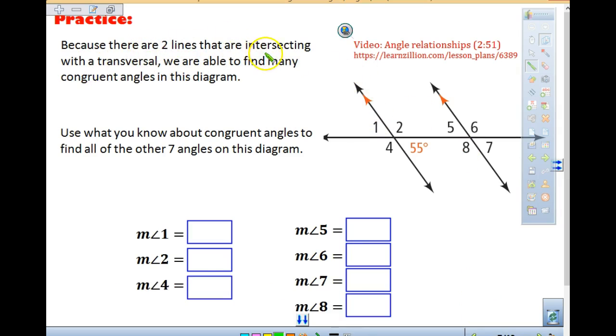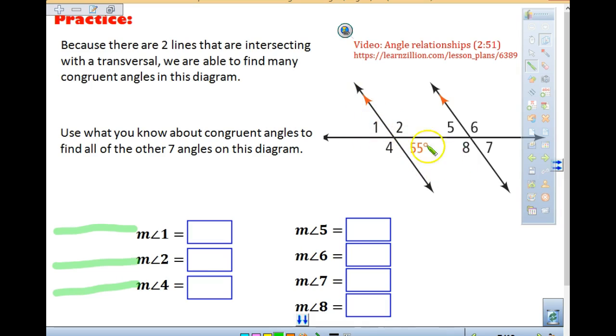It says two lines are intersecting with the transversal. We're going to find as many of them as we can. Use what you know about congruent angles. And what I want you to do out in front here is tell me how it's related to that 55-degree angle. So when I look at angle 1 and 55, what kind of angles are they because they're directly across from each other? What was the name?